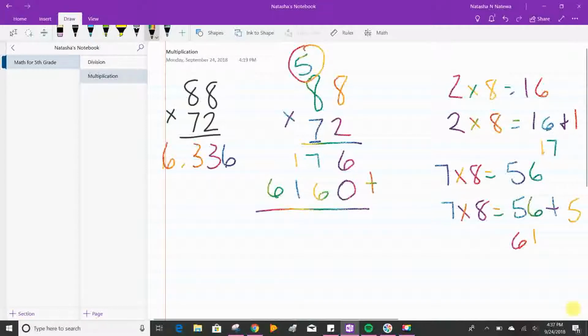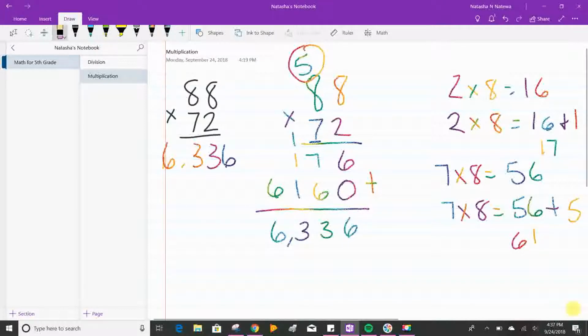Then we're going to add 6 plus 0 is 6. 7 plus 6 is 13. 1 plus 1 plus 1 is 3. 6,336. Now, I honestly think you can do this, guys. I don't think we need any more practice. We've been doing this for so long.